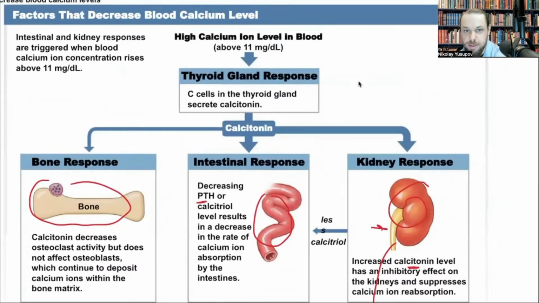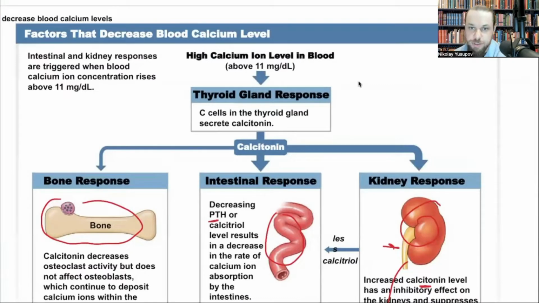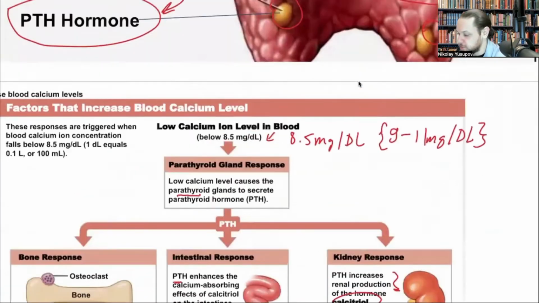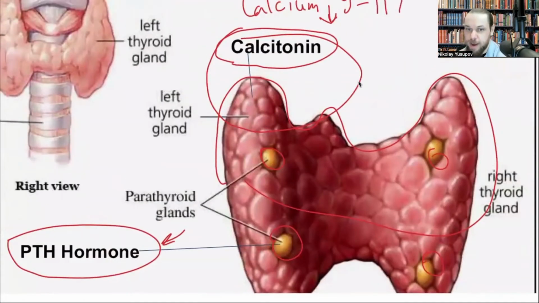Maybe we can fix our high calcium levels in the blood. So the takeaways: remember the two systems at play. The thyroid secretes the calcitonin. When is the calcitonin secreted? When you have high calcium levels in the blood.